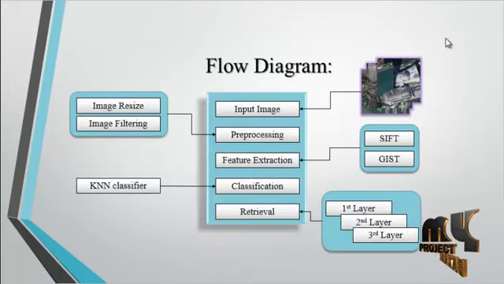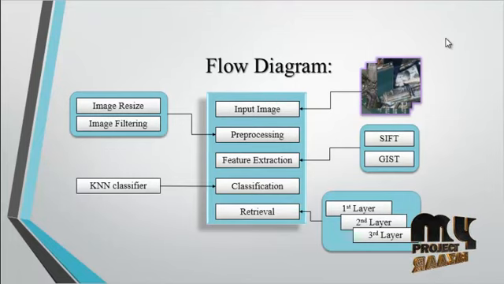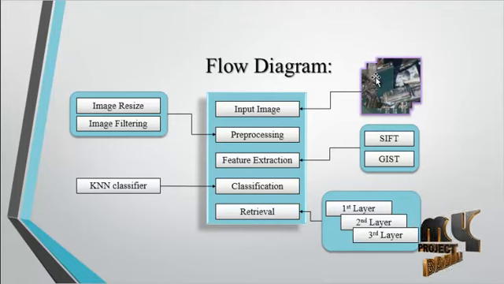Now we discuss the flow diagram for the process. At first, the input image is taken from the dataset. The dataset is a folder which consists of several input images, that is, satellite images. Now I have plotted some example images in the flow diagram.